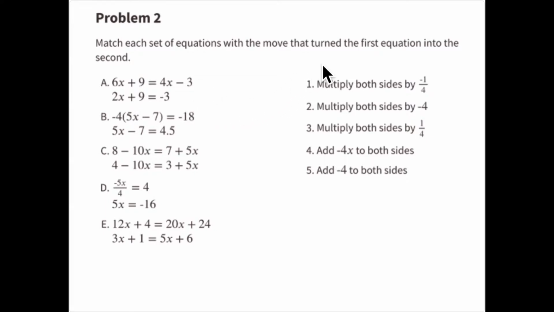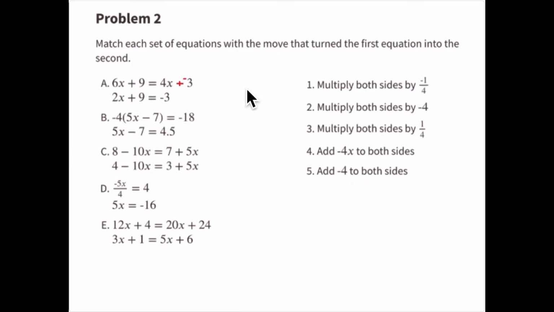By move, they mean what operation, either multiplication or addition, and the value that goes with that operation. So negative 1/4, a negative 4, 1/4, a negative 4x, or negative 4. So take these one at a time.